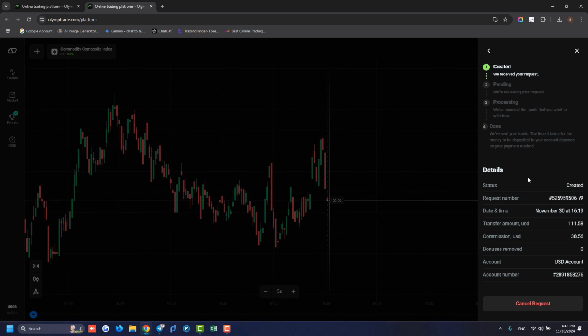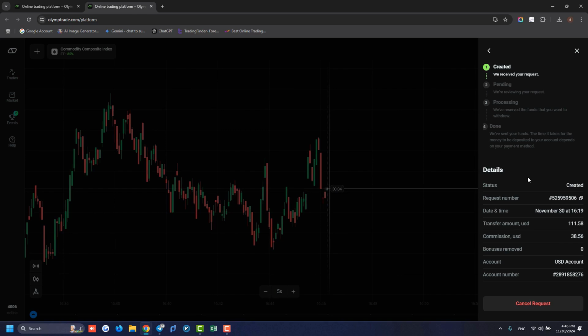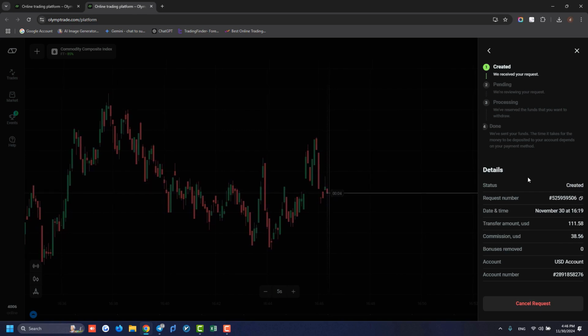The minimum deposit amount for the Olymp Trade broker is $150 for the Bitcoin method, and we can start withdrawing from $10 along with subsequent withdrawals.